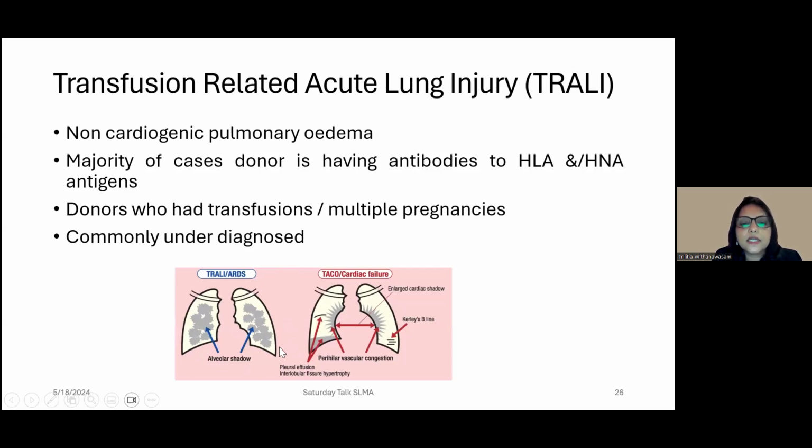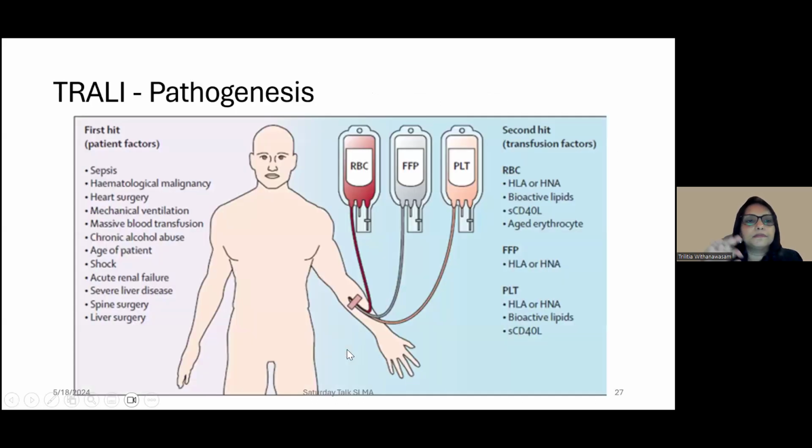Here, I just compared TRALI with TACO, cardiac failure. Here you can see the alveolar shadows. This is very unique and characteristic. In TACO, the cardiac enlargement would be characteristic and the curly B signs would be characteristic.